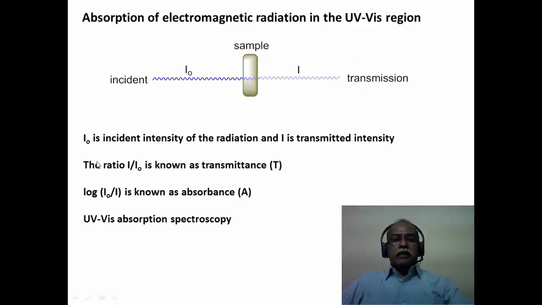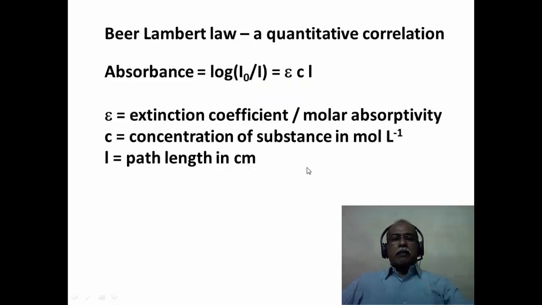Now I0 is the incident intensity of the radiation and I is the transmitted intensity of the radiation, and the ratio I by I0 is known as the transmittance, which is represented by the symbol T. The logarithmic ratio of I0 by I is known as the absorbance, indicated by the symbol A. Now UV visible spectroscopy is an absorption spectroscopy, so one has to deal with the absorbance in this type of spectroscopic technique. The Beer-Lambert law essentially correlates the absorbance in quantitative terms to the concentration of the substrate that is present in the sample.